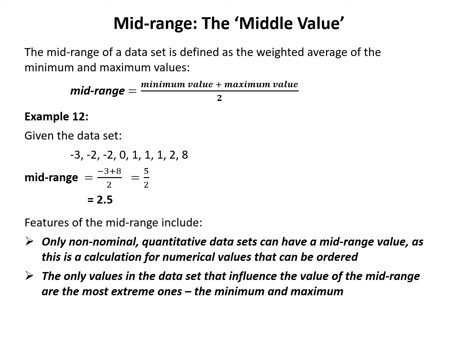Features of the mid-range include the following. Only non-nominal quantitative data sets can have a mid-range value, because this is a calculation for numerical values that can be ordered. And the only values in the data set that influence the value of the mid-range are the most extreme ones, the minimum and maximum. So this is sort of like the opposite of the median, which is only influenced by what's happening in the middle.